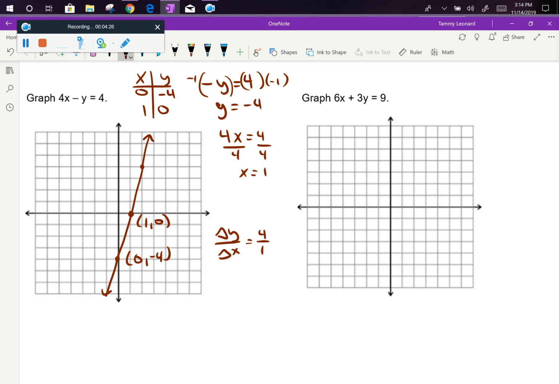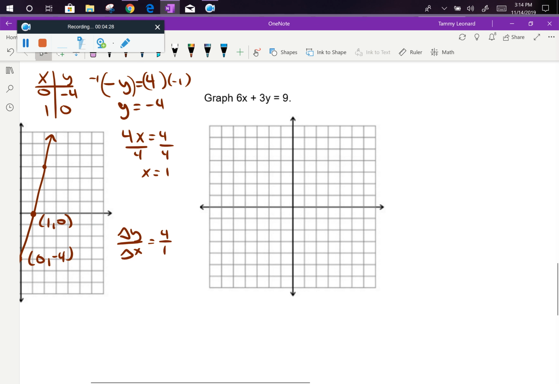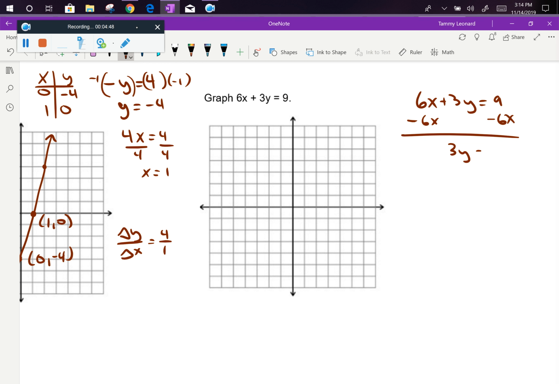Now, in this next one, I have my first sign of trouble. At first glance, I'm like, yay, 9's divisible by 3. But then I look here, and 9 is not evenly divisible by 6. So I'm going to have to use the method where I actually solve for y. So to give myself a little space, I'm going to rewrite the equation over here. I can see that I need to subtract 6x from each side. So 3y equals negative 6x plus 9.